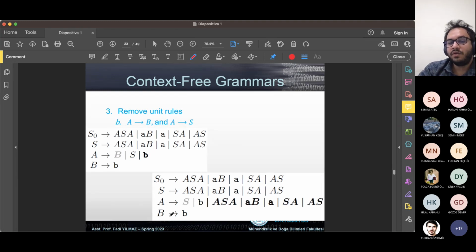Okay, guys. I do the same thing with A to B and A to S because these are the same. For A to B, instead of B, I can just write a lowercase b. I just delete the B and add lowercase b here. And here I need to remove A to S. If I remove A to S, I need to write these rules instead of S. But I have them here; this is for the S, coming directly from S.